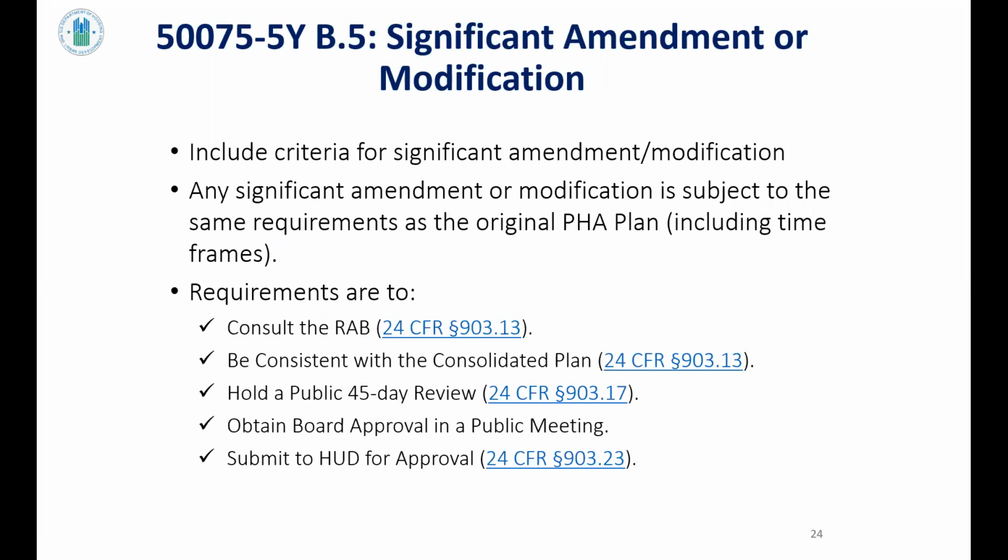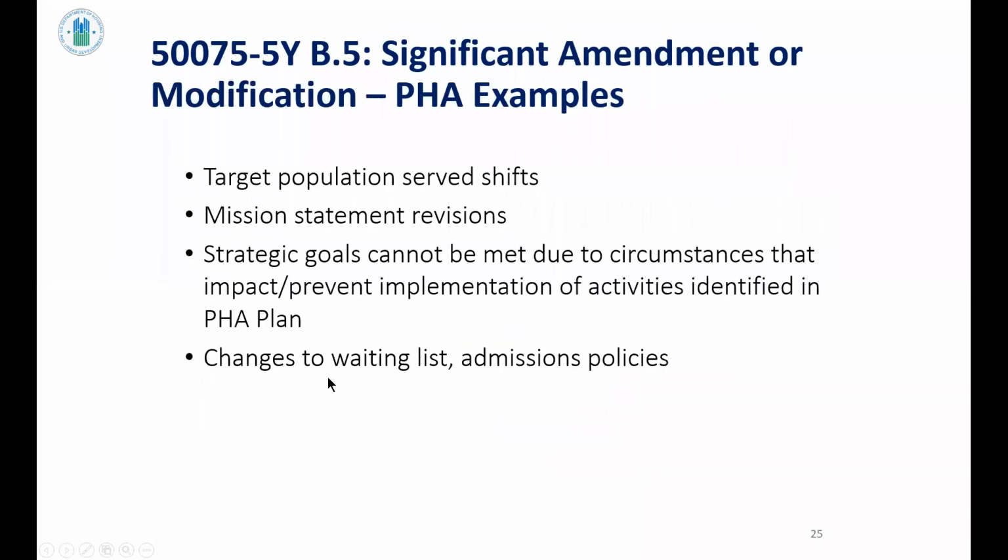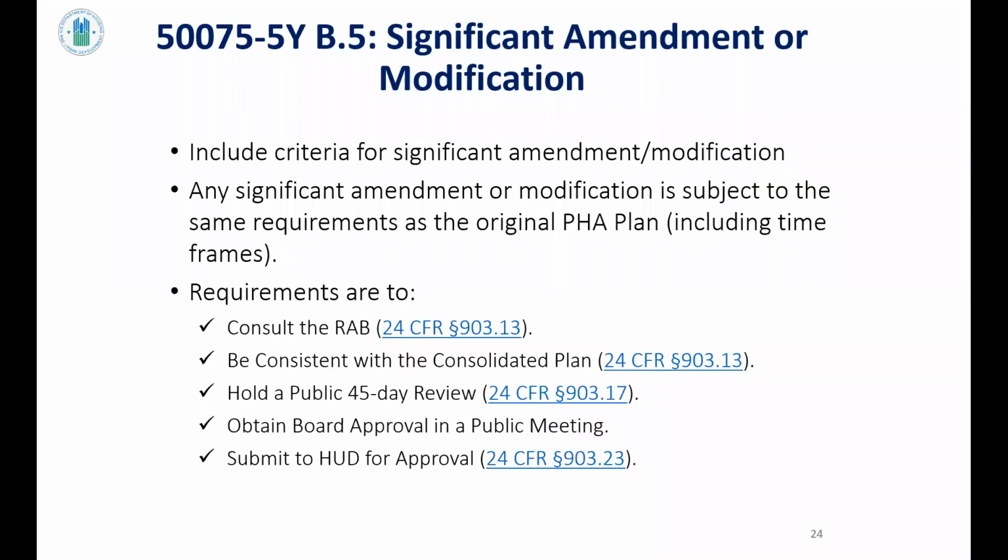Significant amendment modifications can only take place after a formal adoption by the PHA Board of Commissioners at a meeting open to the public. They undergo the same review and approval process as a PHA plan, and are subject to the 75-day review period. Significant amendments are also subject to all of the RAB and public participation requirements discussed previously and listed on the other slide.